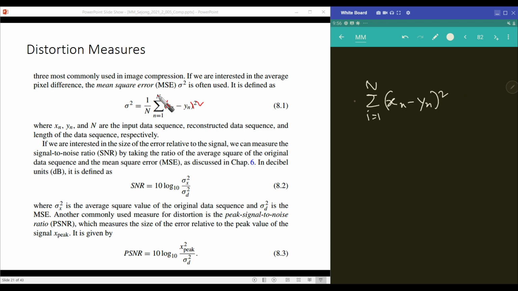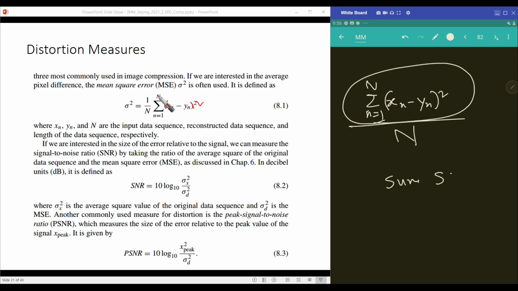So n equals 1 up to n, and then you divide by n. So that means what? This is your sum squared error. Now when you divide by n, this becomes your average squared error.